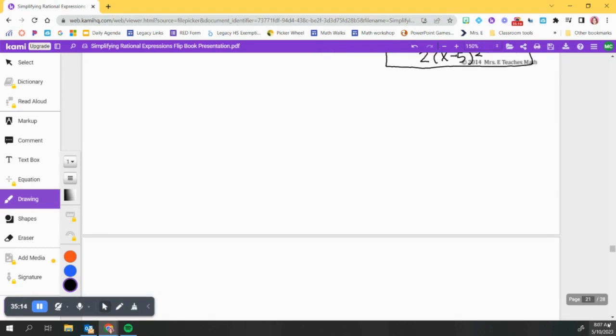Alright guys, that's it for add and subtract. I think the struggle on add and subtract is just coming up with the LCD, the least common denominator. Past that, I think everything else is pretty smooth. Do you guys have any questions on add and subtract?